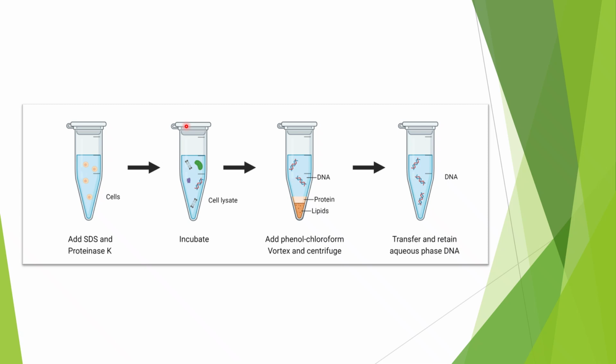and the sample is vortexed and centrifuged. This step separates the components into different layers. The upper aqueous layer contains the DNA, the middle interface layer contains the proteins, and the lower organic layer contains the lipids and other debris. Finally, the aqueous layer is carefully transferred into a new tube as it contains the purified DNA, which can be further processed for concentration and analysis.